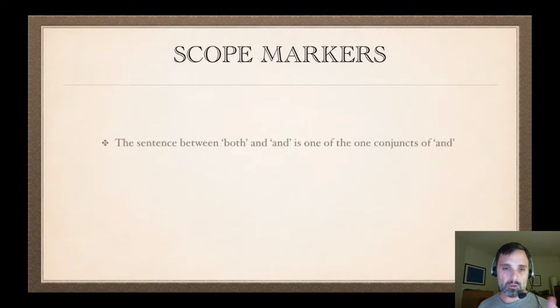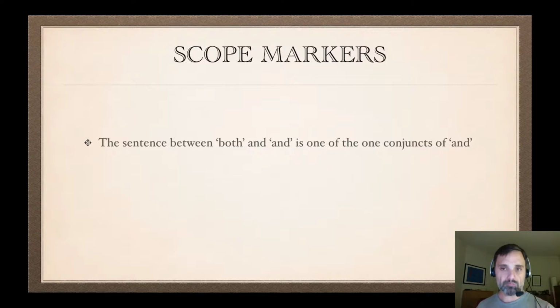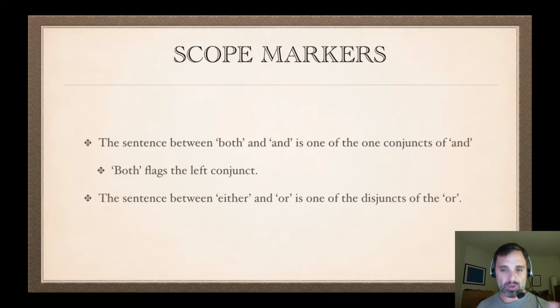So we can summarize this as follows. The sentence between both and and is the left conjunct of and, so both flags the left conjunct, and the sentence between either and or is one of the disjuncts of the or. The either flags the left disjunct.